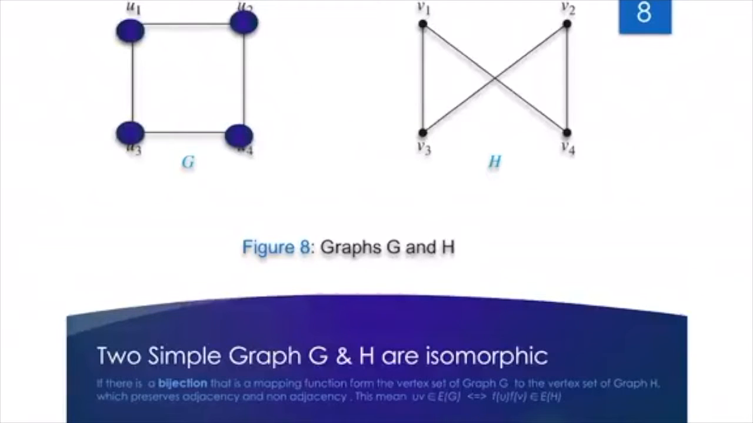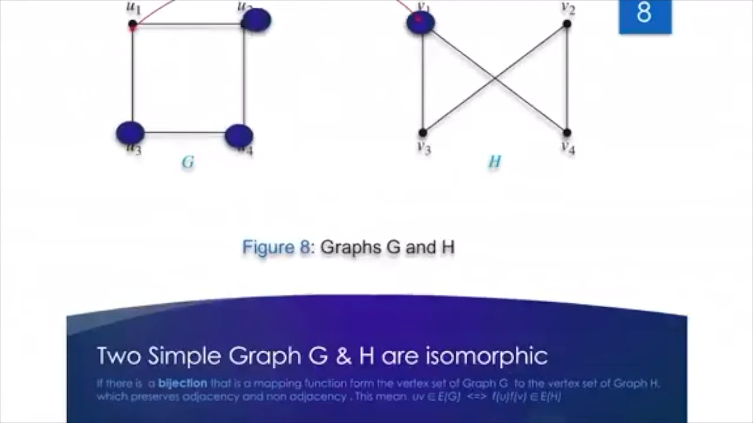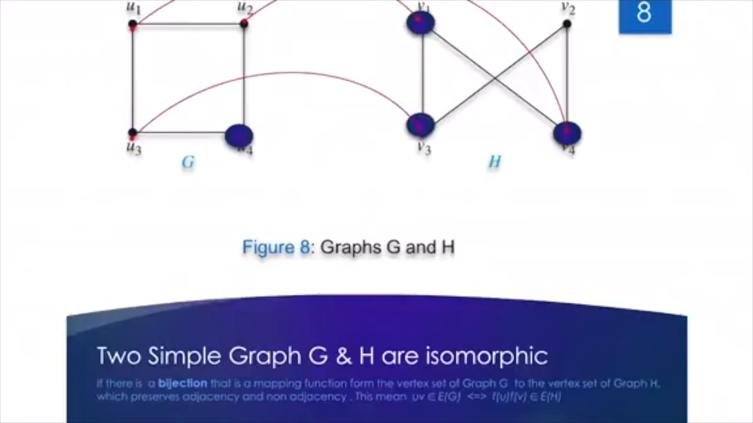Now let us take a formal definition of bijection. To simplify this, a bijection, or a bijective function, or a one-to-one correspondence, is a function between the elements of two sets, where each element of one set is paired with exactly one element of the other set, and each element of the other set is paired with exactly one element of the first set. There are no unpaired elements in a bijective function.